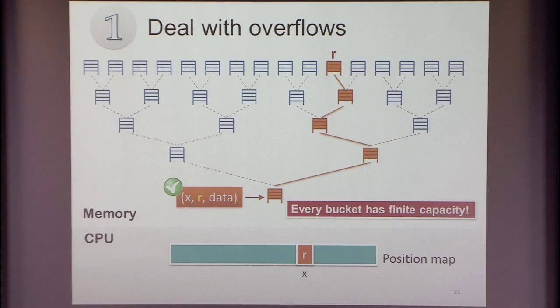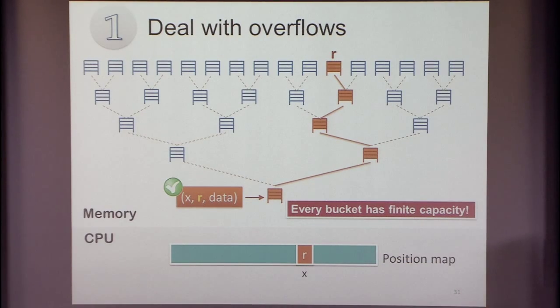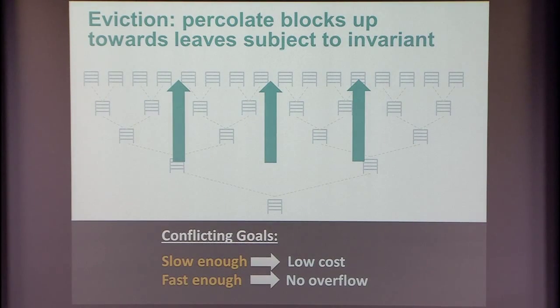So how do we deal with overflows? The problem is that each bucket has finite capacity, and you cannot keep writing things into the root bucket, and similarly for every other bucket as well. So how can we prevent overflow of buckets for every bucket in the tree? The idea is that we want to introduce this eviction procedure. The goal of the eviction is to gradually percolate the blocks down the tree towards the leaves, such that none of the buckets will ever overflow except with negligible probability.